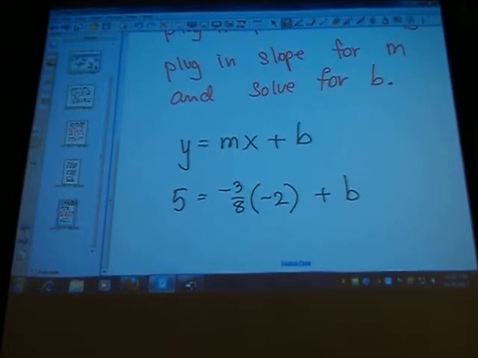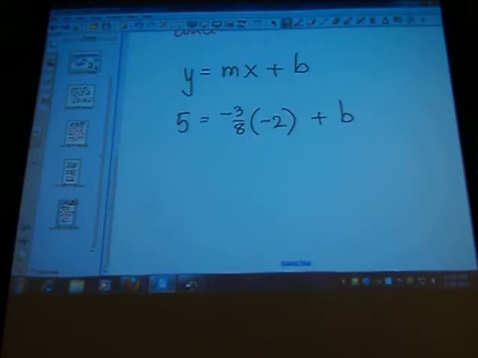This is much simpler now. I want to solve for b. How do I solve this for b? We're going to put b over there. I've got to get b by itself. What do I need to do to do that? Well, I guess you multiply the numbers first. So what's negative 3 over 8 times negative 2? Positive 3 over 4.